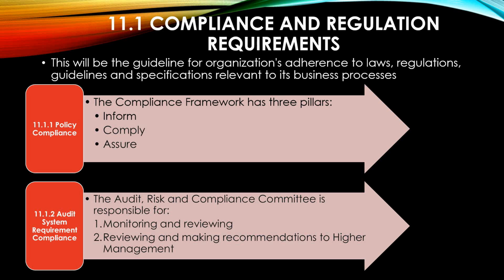The sub-item for Item 11 is sub-item 11.1, compliance and regulation requirements. There are 11.1.1, 11.1.2, 11.1.3, and 11.1.4 in this sub-item. This will be the guideline for organization adherence to laws, regulations, guidelines, and specifications relevant to its business processes. 11.1.1 Policy compliance. The compliance framework has three pillars, that is, to inform, to comply, and to assure.